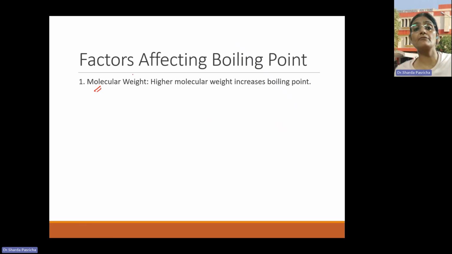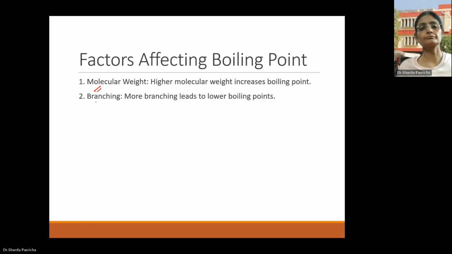So as the molecular weight increases, you will find that the van der Waals forces of attraction and hence the intermolecular forces of attraction are increasing. Therefore, the boiling point of the liquid increases. Now, as the branching increases, what we'll find is that the surface area is going down. So the van der Waals forces of attraction are going down. Therefore, the boiling point of the liquid will drop.